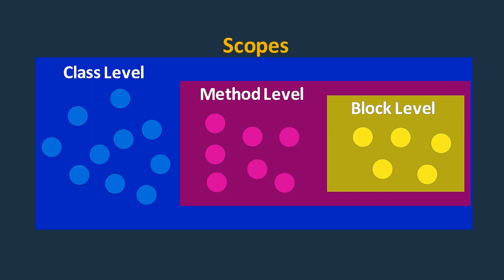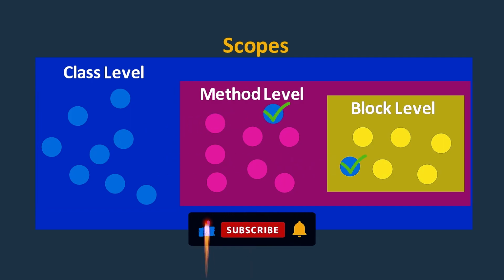C# has three scope categories: class level scope, method level scope, and block level scope. Variables declared inside the class but outside any method have class level scope. They are called fields or class members and can be accessed by methods or anywhere within the class.